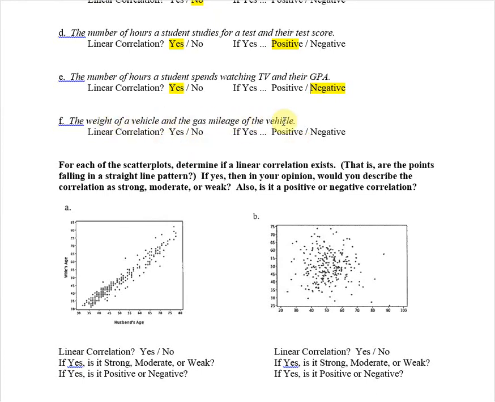Weight of a vehicle and gas mileage of the vehicle. This generally starts to taper off after a while, but I'm going to go ahead and call it linear for now. And you know that as I increase in weight, my gas mileage tends to go down, since these are doing opposites from each other. This is going to be a negative relationship.